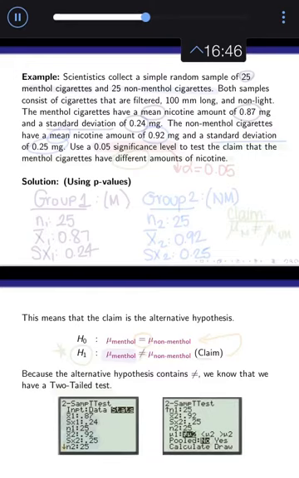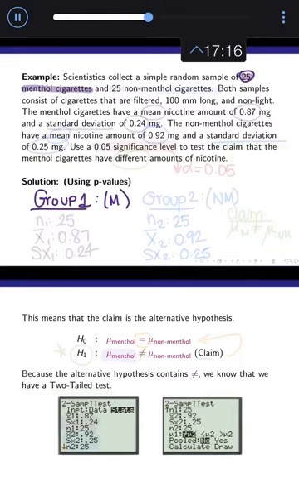of 0.92 milligrams and a standard deviation of 0.25 milligrams. Use a 0.05 significance level to test the claim that the menthol cigarettes have different amounts of nicotine than the non-menthol. Okay, so let's start with the first group. Our first group that they mention is the 25 menthol cigarettes. So let's talk about group 1, and that's our menthol. So we'll call that M.